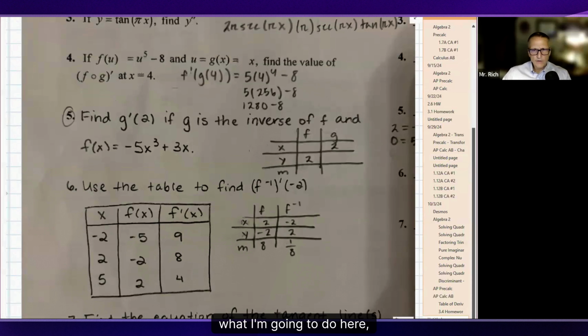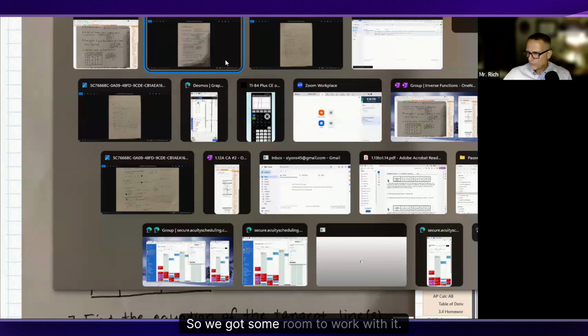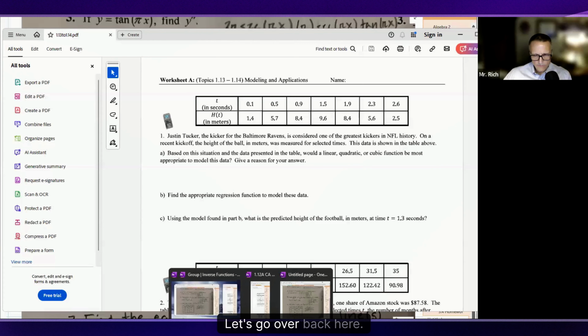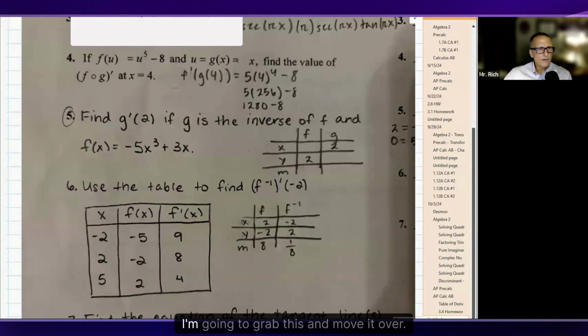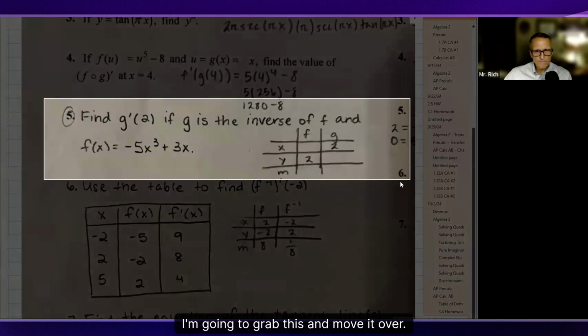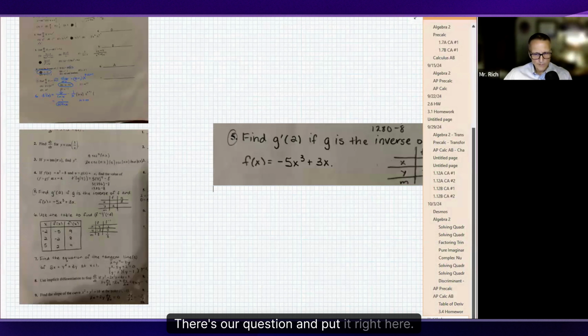Well, what I'm going to do here, I'm going to copy this thing over so we got some room to work with it. So let's move this over. You're seeing everything I have open here. I guess I don't have the one thing open that I want to have open. Let's go back here. Yeah, let's do this. I'm going to grab this and move it over. There's our question and put it right here.